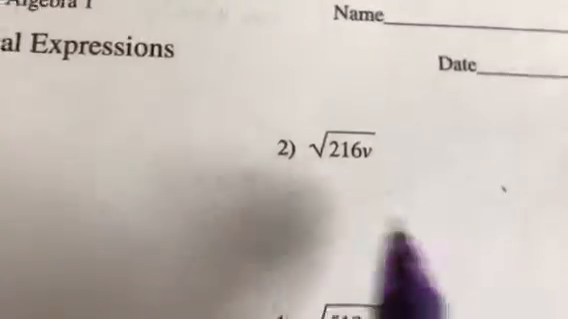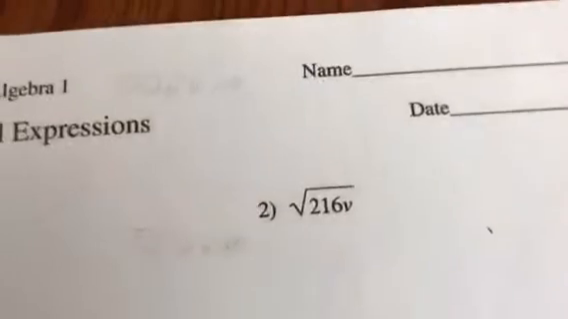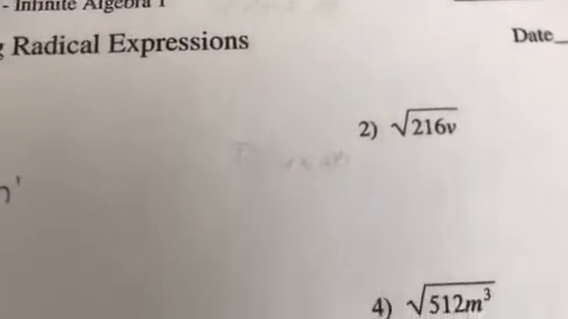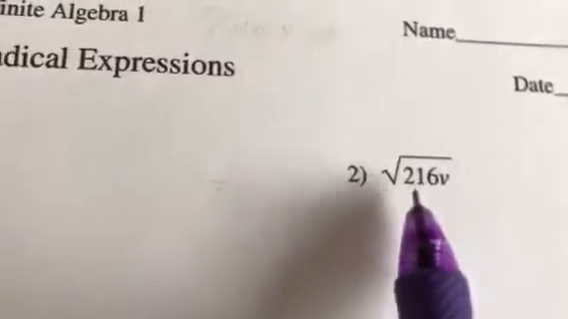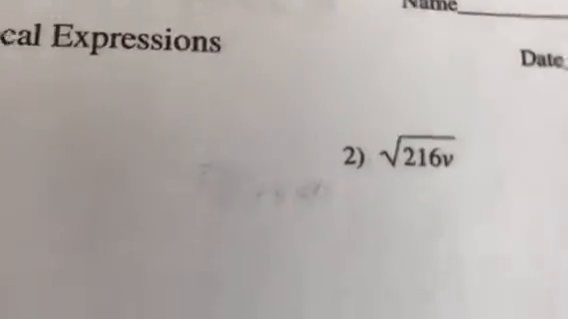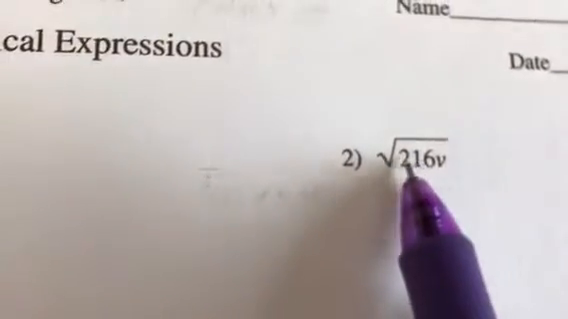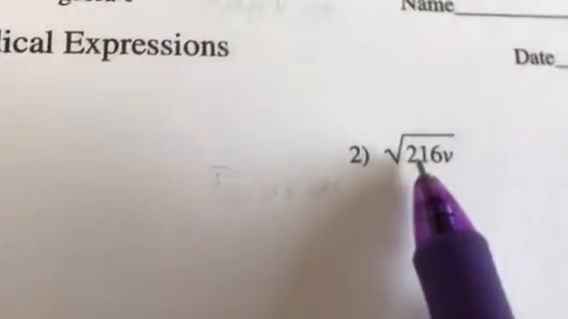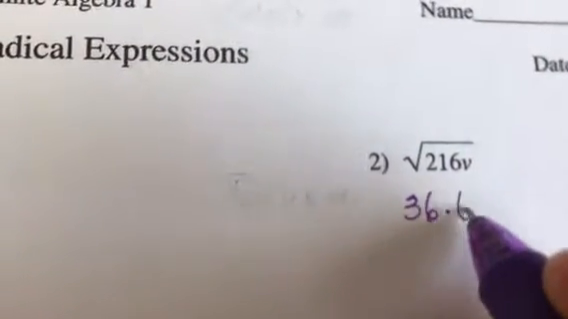Now, 216 may not be one you know. So this is what I told them on their calculator. Mess around until you find something that will go in there evenly. And I'm talking about one of these perfect squares right here. So believe it or not, 36 will go in that. Hit that in your calculator. 216 divided by 36, and you're going to find it goes in there 6 times.